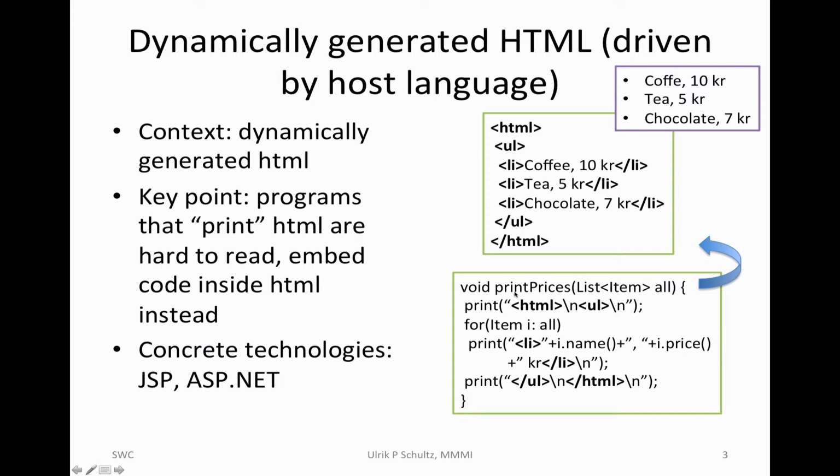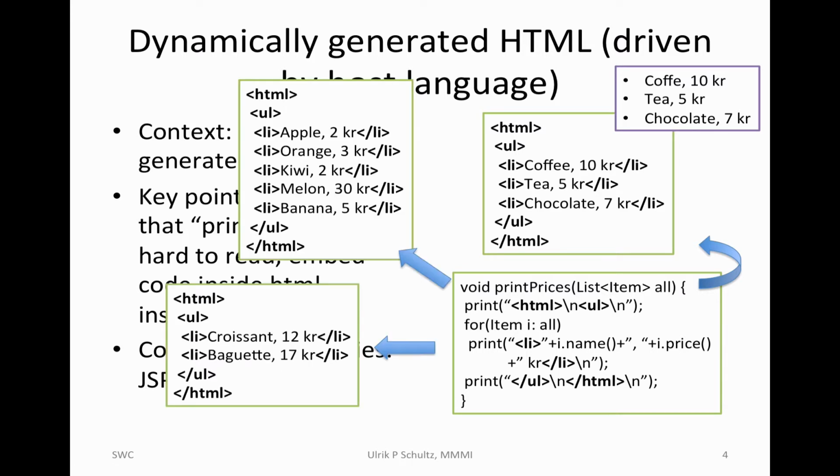The point here is that this is very much similar to what we've already seen with program generation and Xtend and so on. This is awful code to read and maintain in print prices, but the good thing about it is that it can generate many different kinds of HTML from the same data. So we do get a lot of reuse. So how can we make this code better?